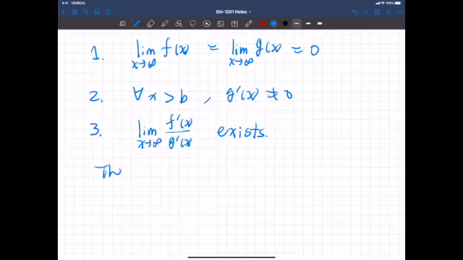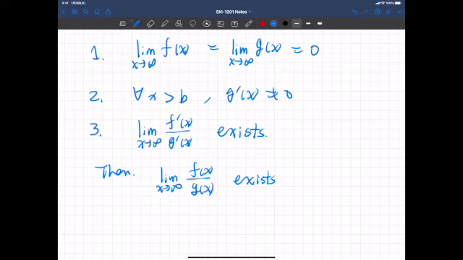Then we have this limit, f over g, exists, and this limit is equal to the limit of the ratio f prime over g prime.